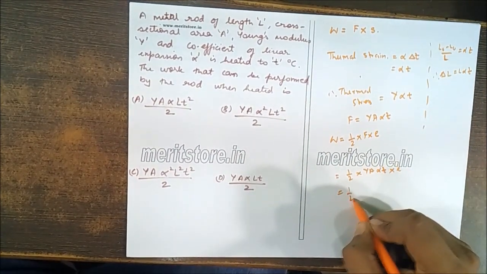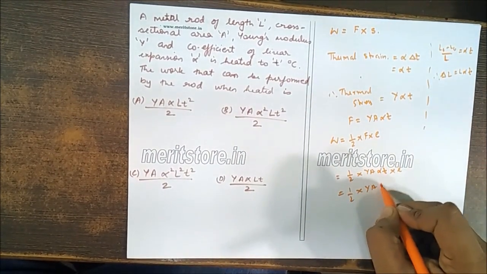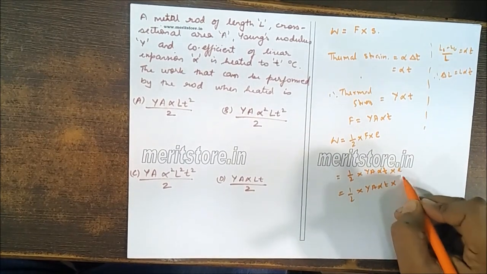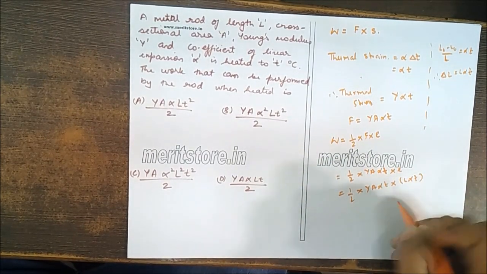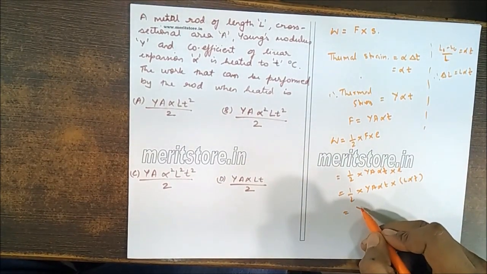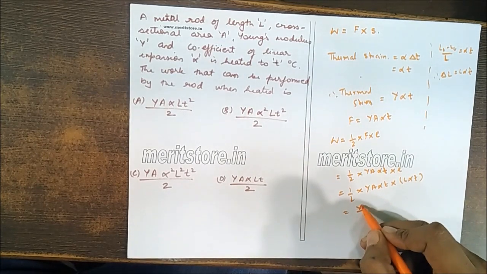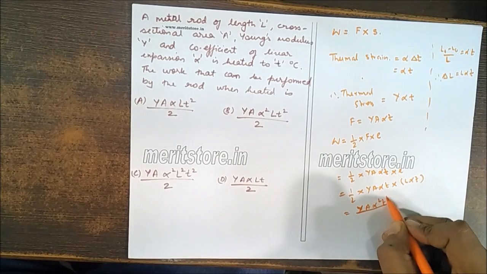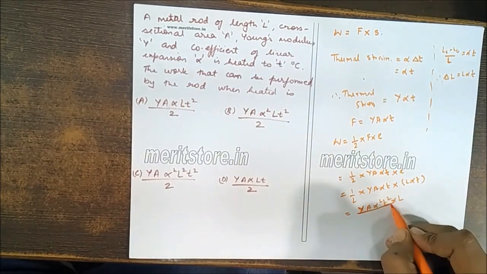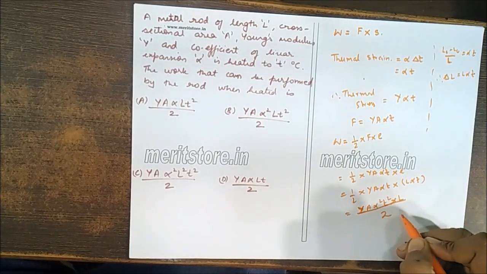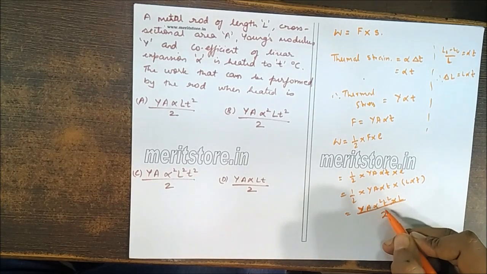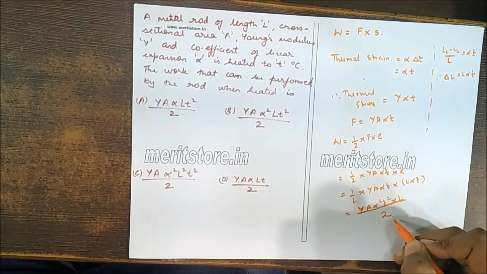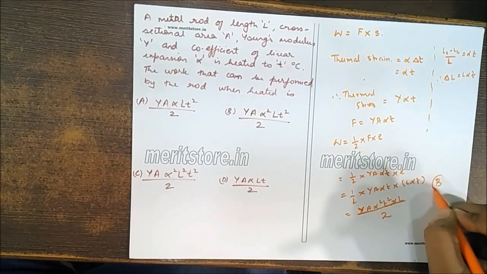So if I put half into YA alpha T into L alpha T, this will become YA alpha square T square into L upon 2. So the answer is YA alpha square T square L upon 2, option B.